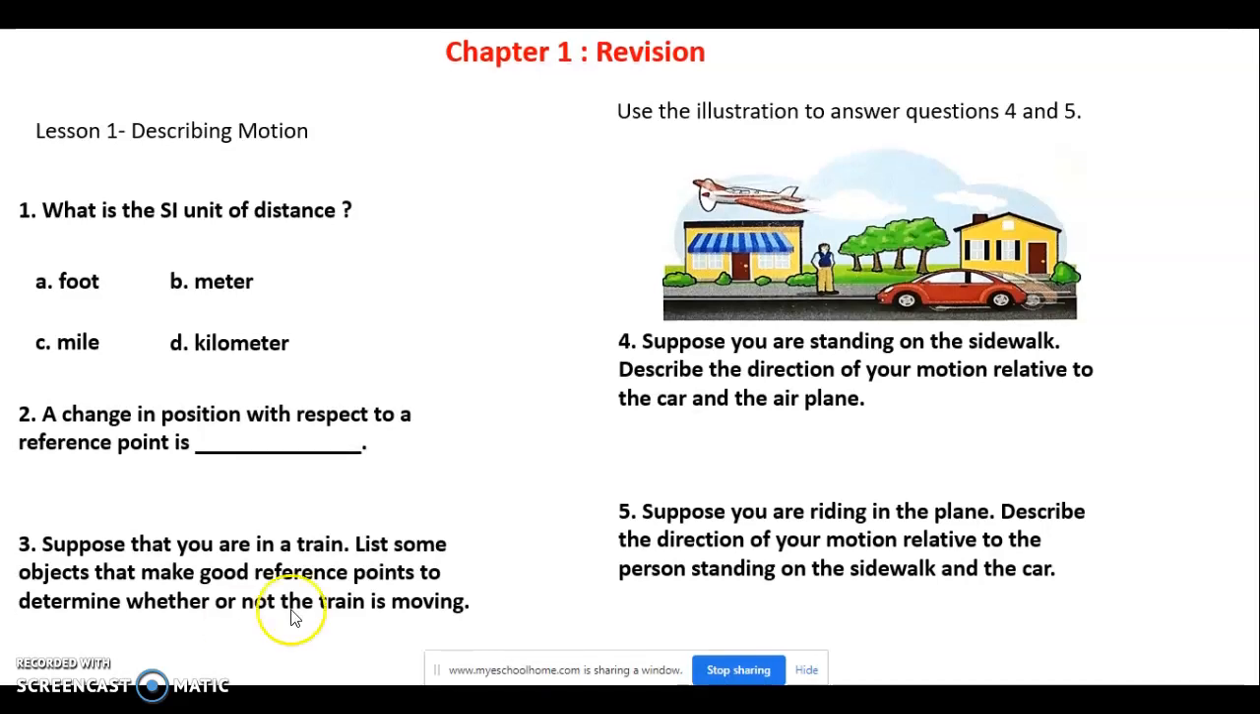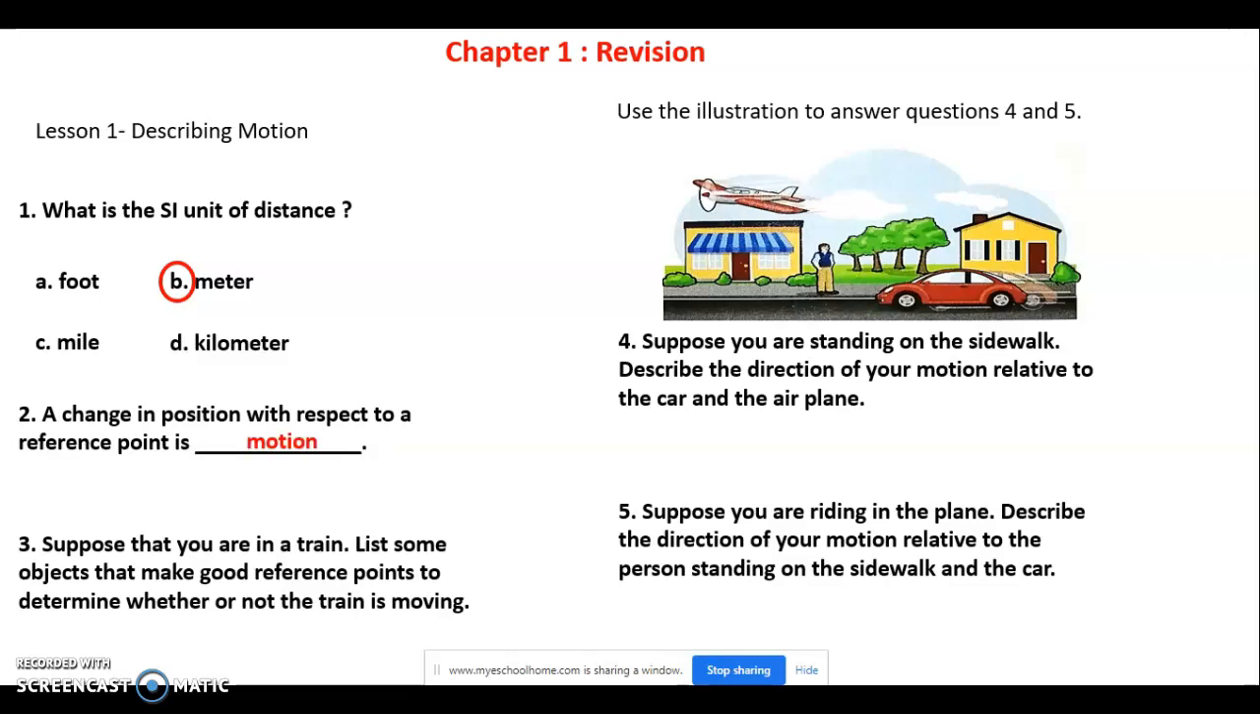What is the SI unit of distance? Foot, meter, mile, kilometer. All these units are units of distance, but not all of them are SI units. Only meter is the SI unit. A change in position with respect to a reference point is motion.